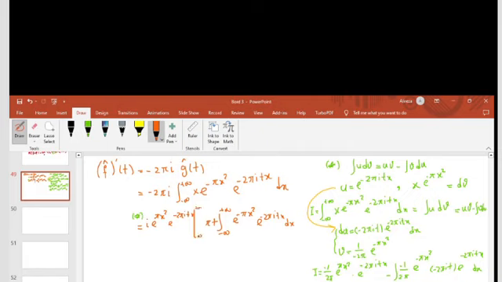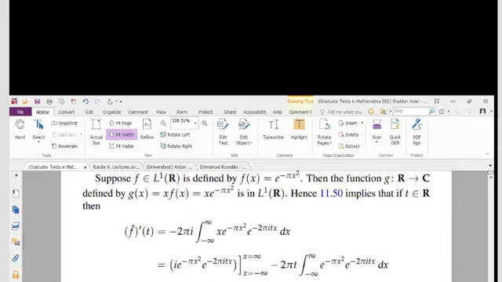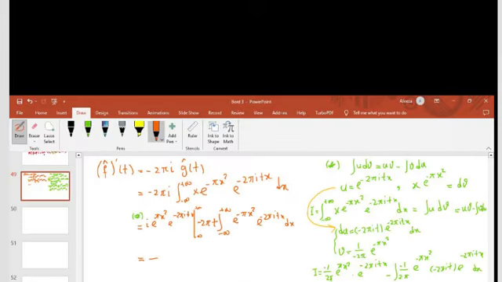Minus infinity plus infinity is minus 2pt, okay, and this is equal to 0, so that this is equal to the integral, and this integral equal to f hat of t is equal to 0, so that this is equal to minus 2pt in this integral. This is the integral equal to f hat of t.